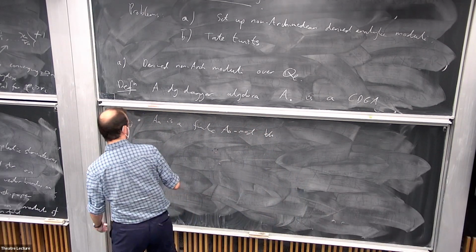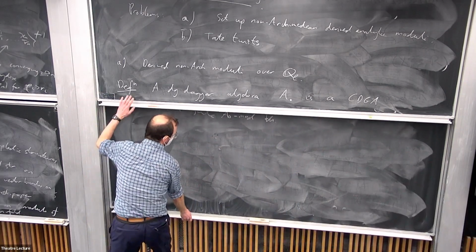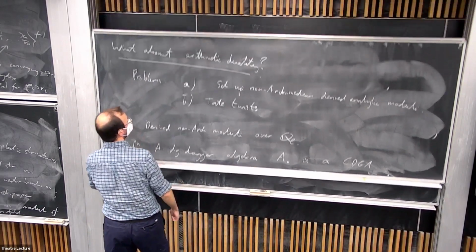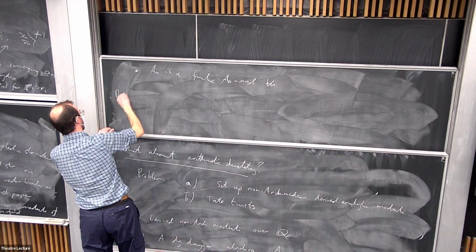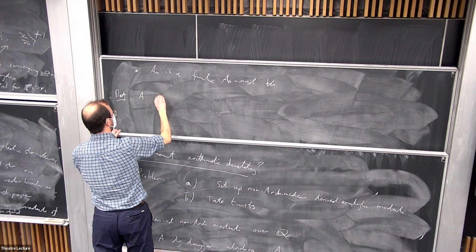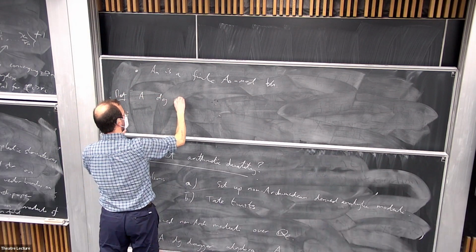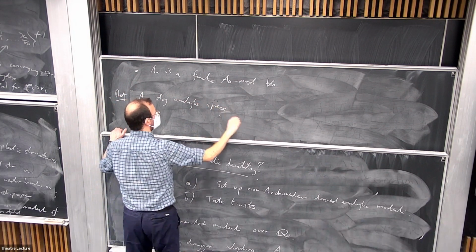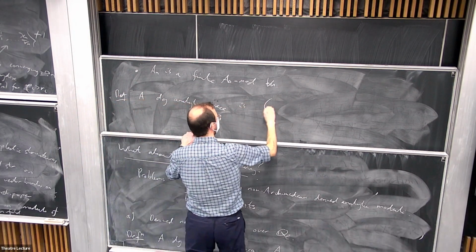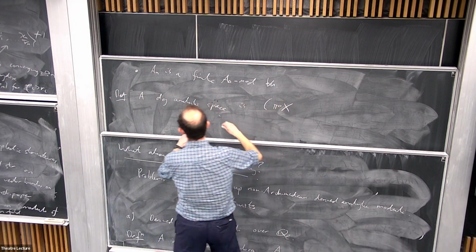And yeah, so the global version of this. So if you want to think of the sort of spaces we'll be working with, so we can then say, a DG analytic space is then a pair, dagger.